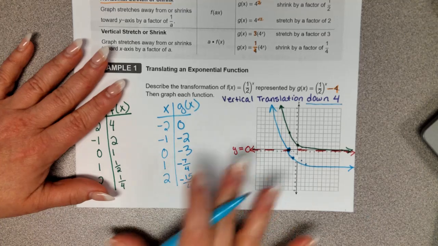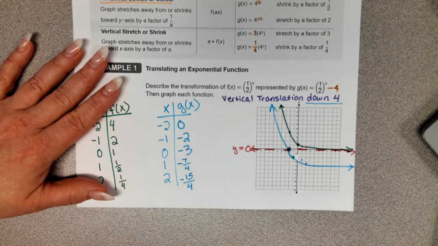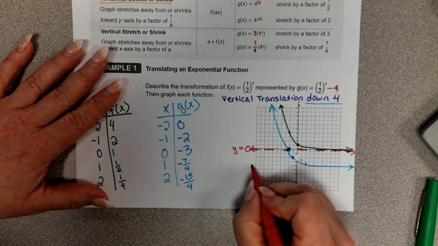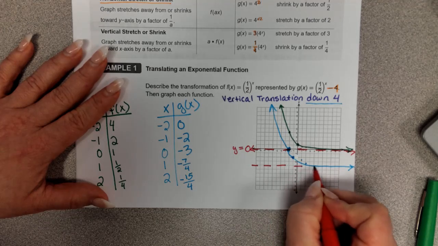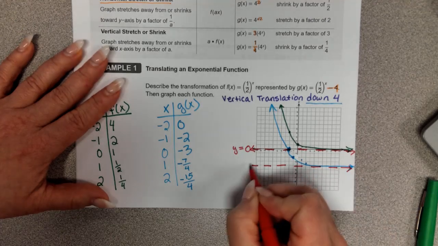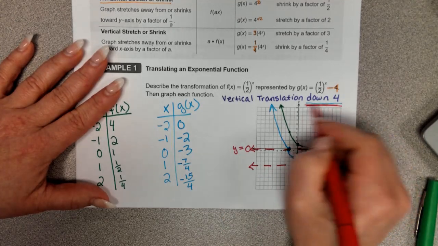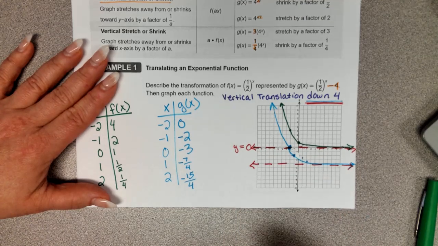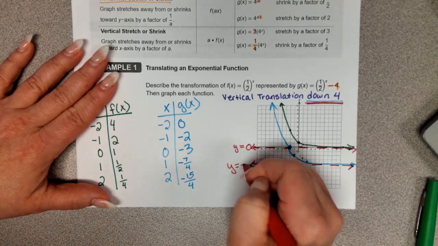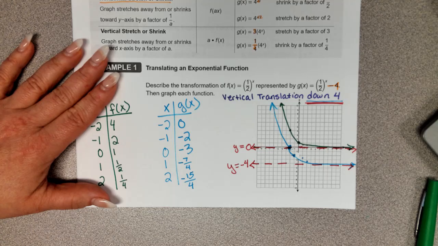And what you're going to see when you have these up and down transformations is you're going to see this asymptote slide around. So notice that we went down 4. That's going to take our asymptote down 4. So now our asymptote is on the line y equals -4. Okay?